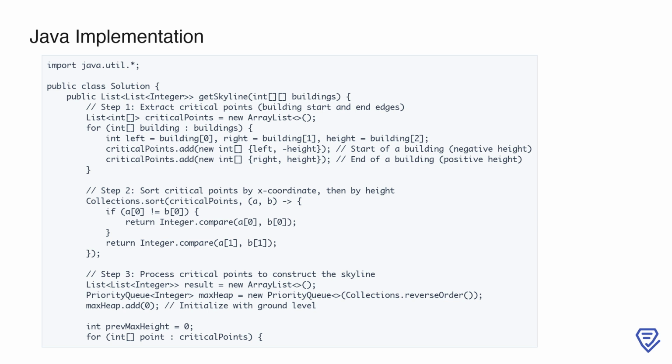Next, we sort these critical points. The sorting is based primarily on the x-coordinate, ensuring we process points from left to right. If 2 points share the same x-coordinate, we further sort by height to handle overlapping buildings correctly. After sorting, we prepare to construct the skyline by initializing a max heap with a ground level of 0. This heap will help us efficiently track the highest building at any given point on the x-axis.